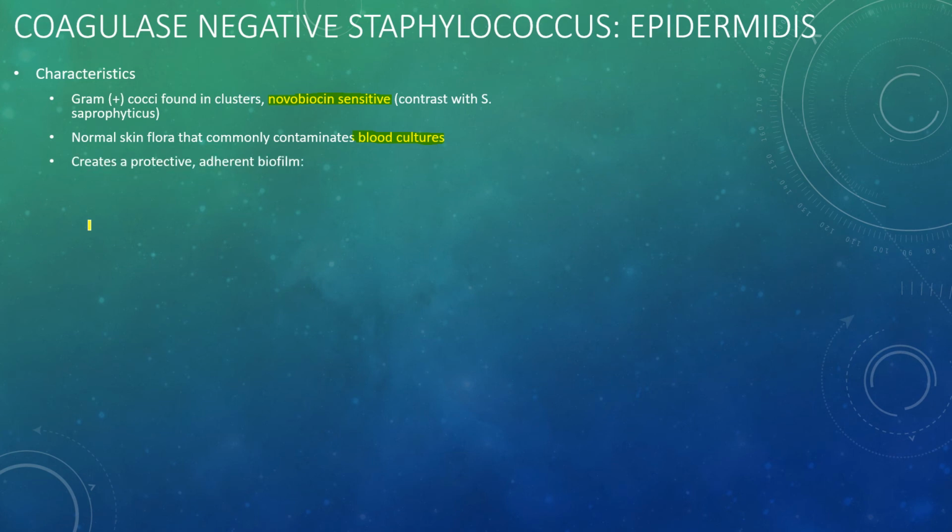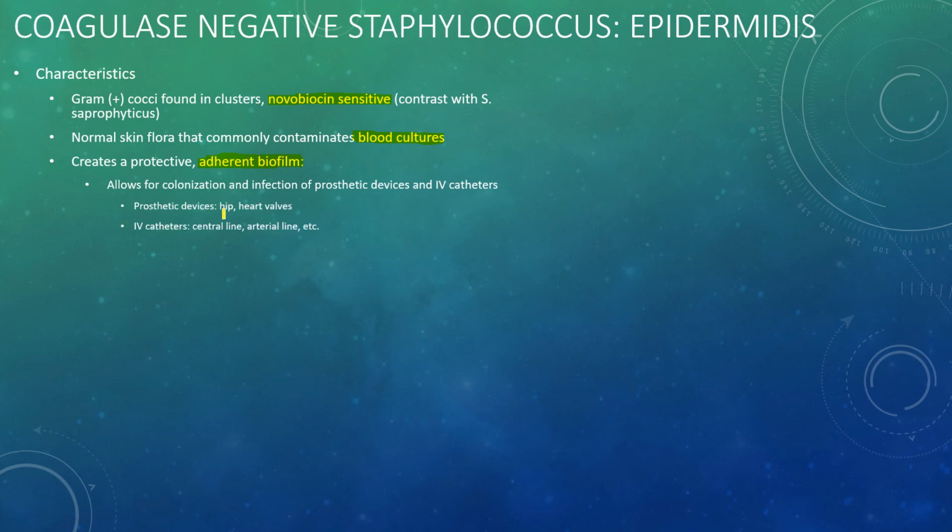The major reason why Staph epidermidis is so problematic is because of its biofilm. And because of the severe biofilm, it can stick onto catheters and also the prosthetic devices. Prosthetic devices include hip joints or prosthetic valves. IV catheters include central lines, arterial lines, things like that. So you can see these right here. So the adherent biofilm allows for colonization. It can also colonize previously damaged heart valves.